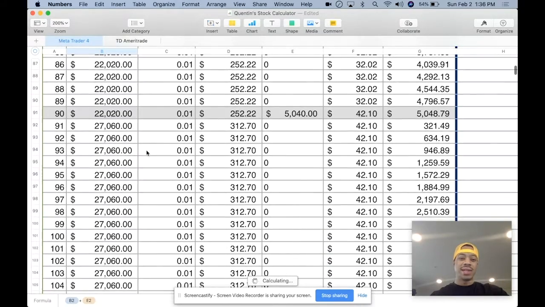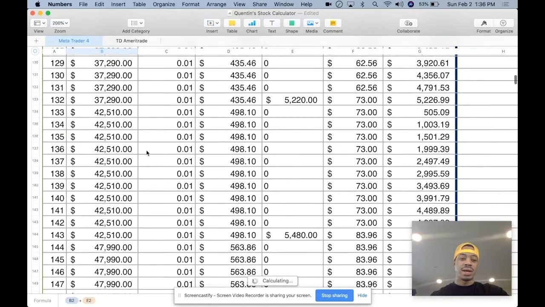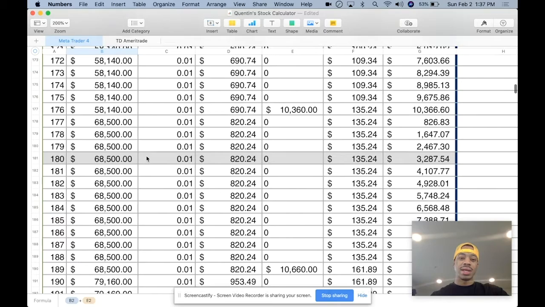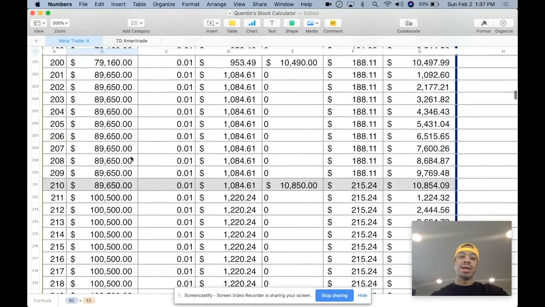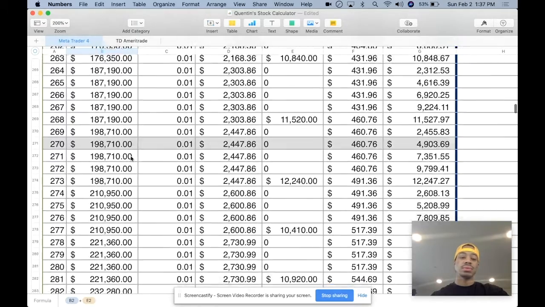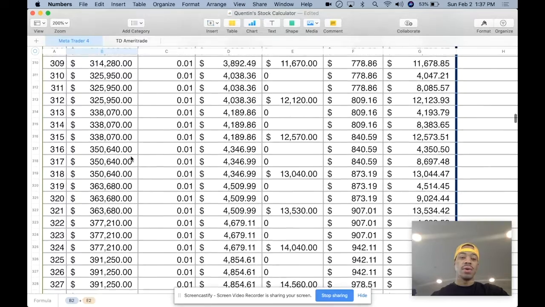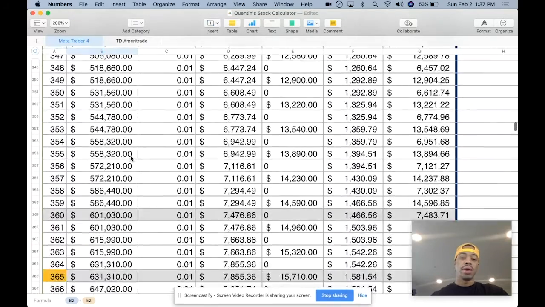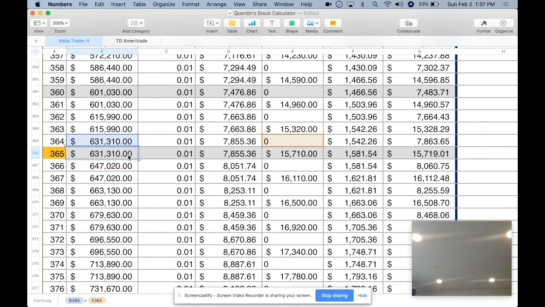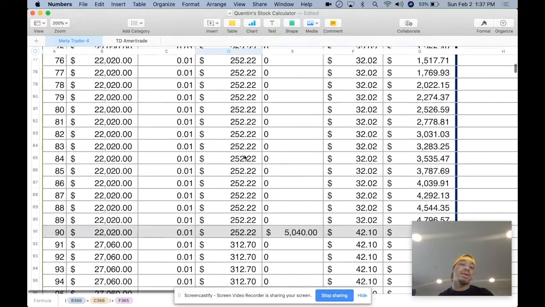If we put 10,000 in there, I just want to see this. Yo, if you put 10 grand into your stock account and you make 1% a day, in 365 days, you should have $631,310. $7,000 a day. I can't even. That's crazy, right?